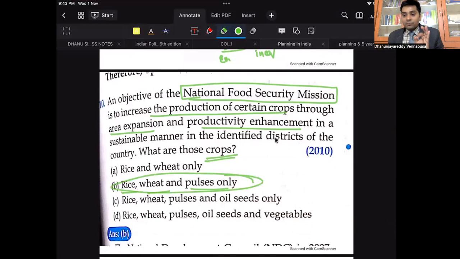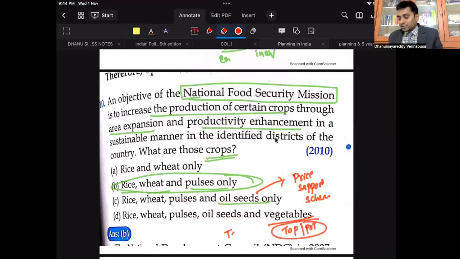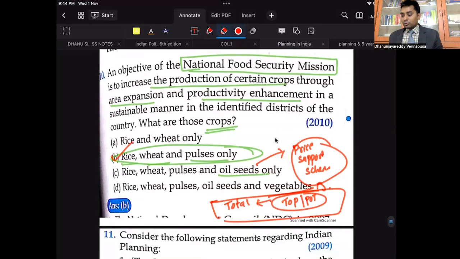Today, for these you have MSPs. For oilseeds, you do not have MSPs. Rather than MSPs, what do you have for oilseeds? You have a price support scheme for oilseeds. For vegetables, what do you have? Top, that is tomato, potato, onion. Today it was extended to total, top to total. So this scheme is for vegetables. So rice, wheat and pulses are covered under MSP, as a result, that is National Food Security Mission. Oilseeds are covered under price support mechanisms. Vegetables are covered under tomato, potato, onion.